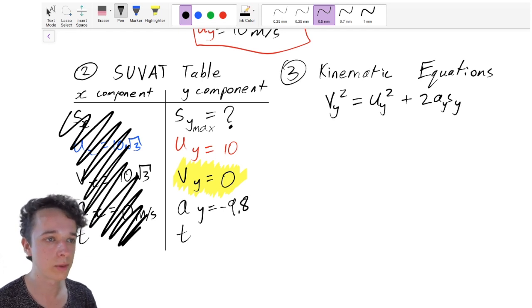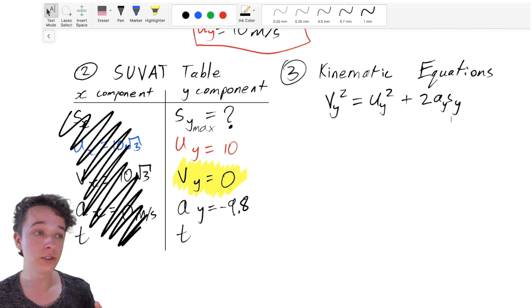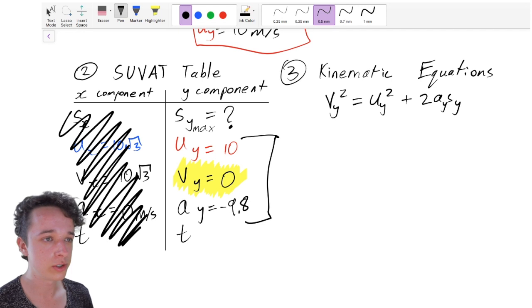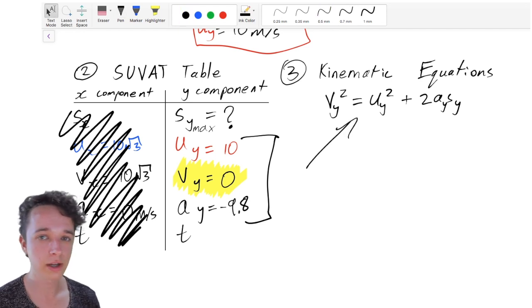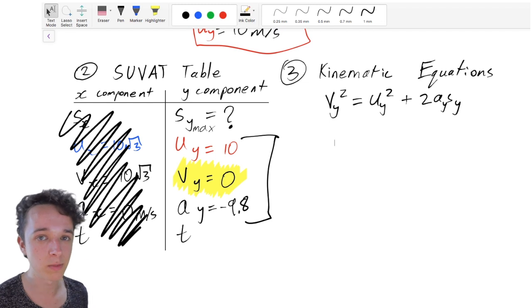I've just put the subscript y on each of these variables to remind myself that we're working in the y component. And now what we're going to do is input all the relevant information from the Suvat table into this kinematic equation and then solve for sy. We're going to solve for this sy, which represents our maximum height, the maximum height of the projectile.